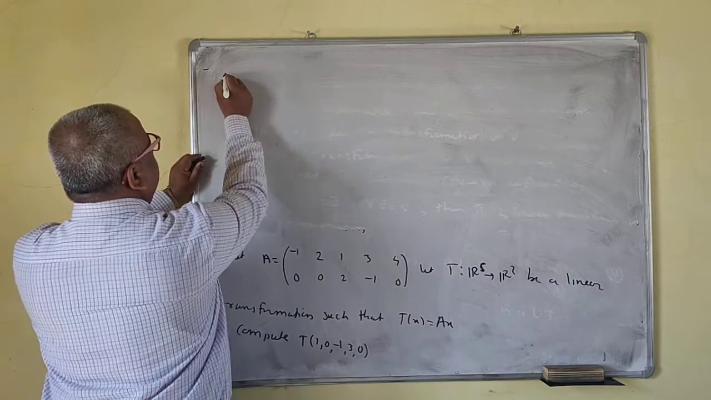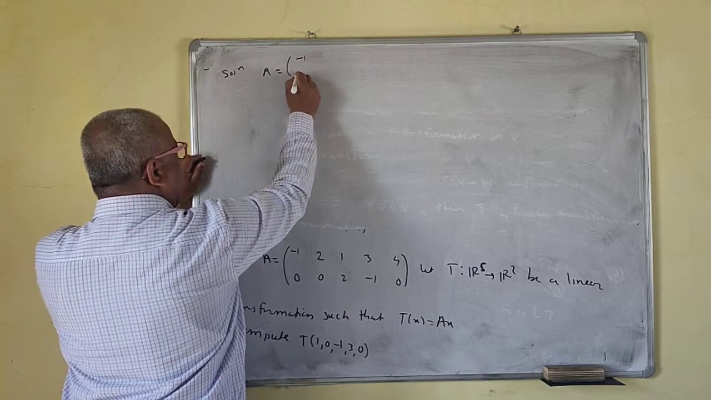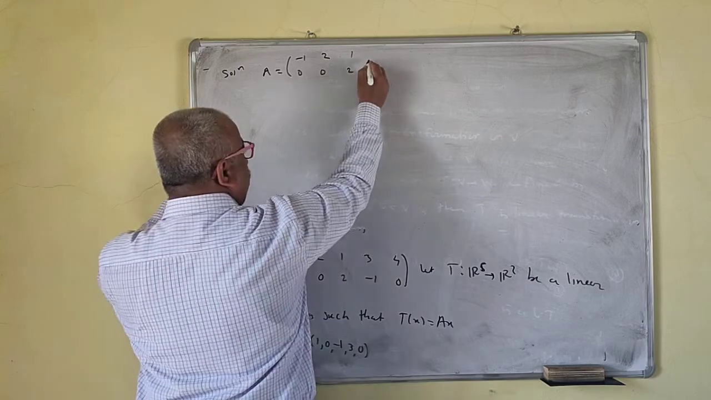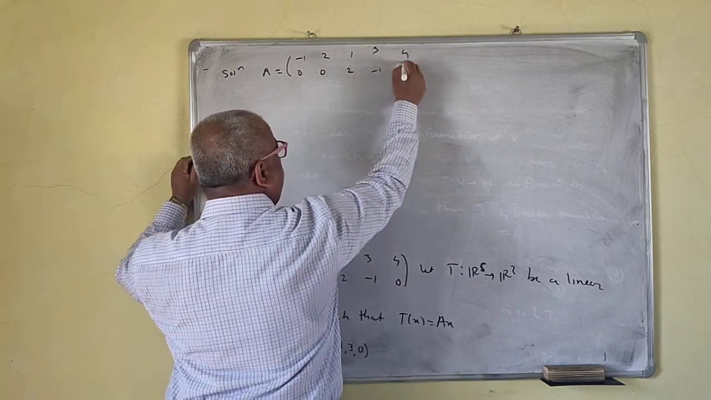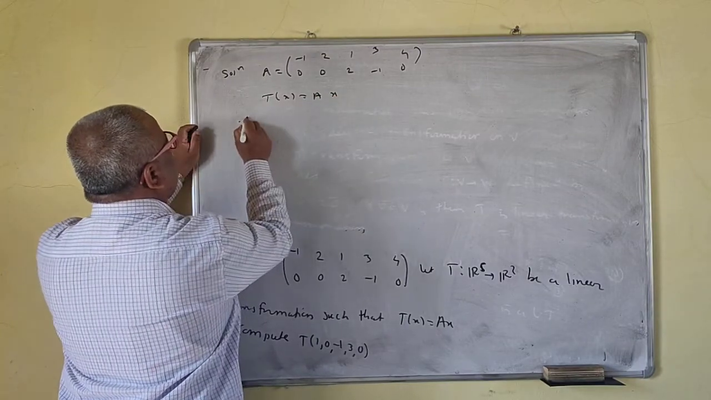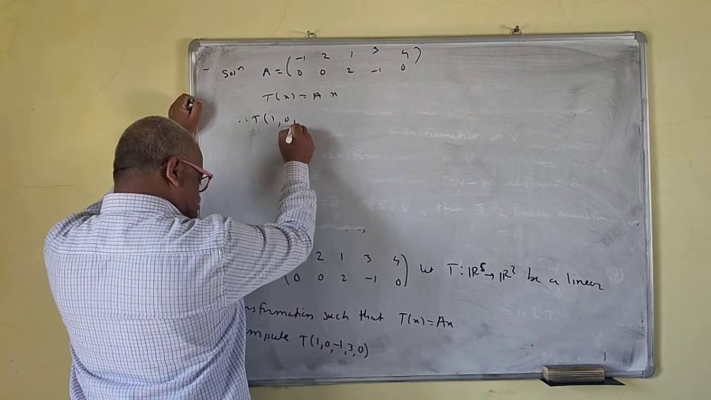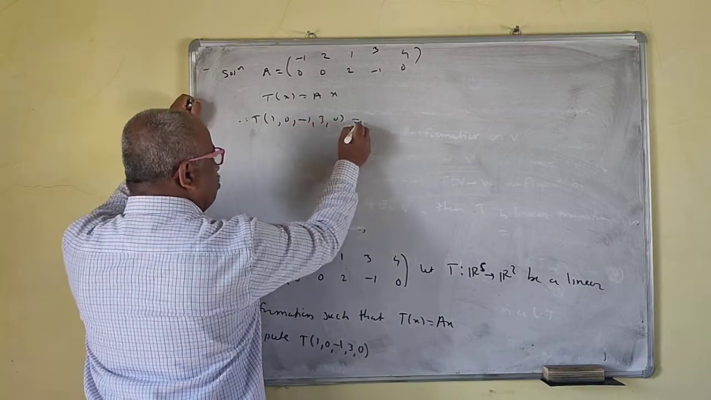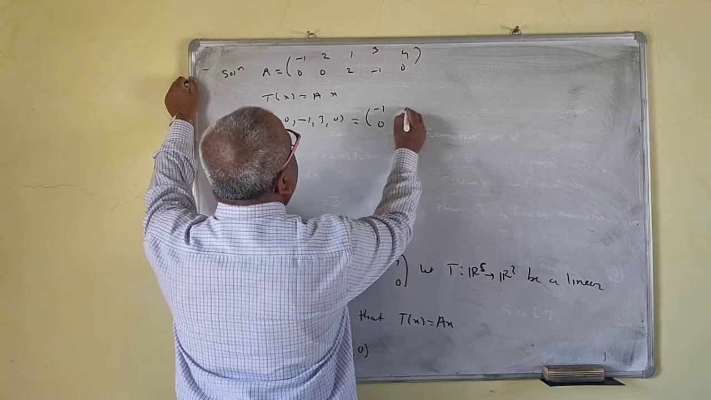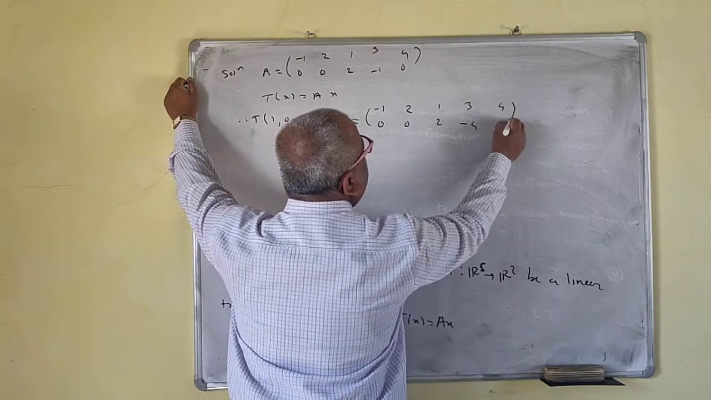Solution. A is equal to the matrix with entries minus 1, 0, 2, 0, 1, 2, 3, minus 4, 4, 0. So T of x is equal to Ax. Therefore we have to find T of (1, 0, minus 1, 3, 0).